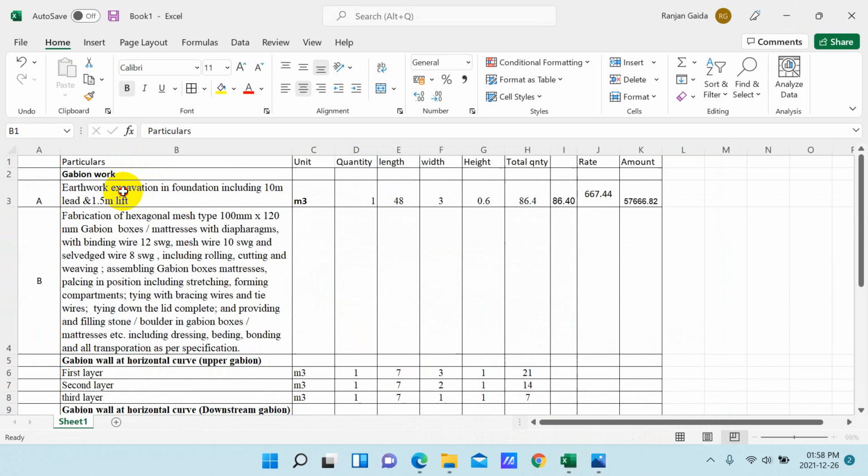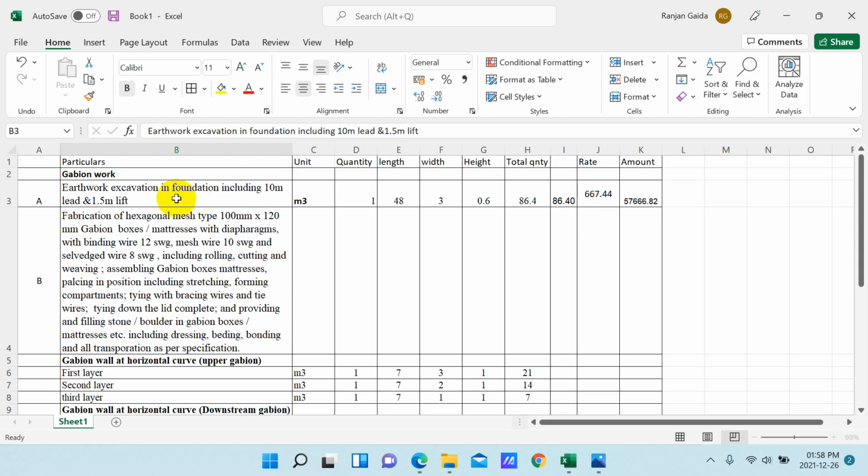At first, we need to make the Excel sheet with particulars, unit, quantity, length, width, height, total quantity, rate, and amount. Rate is obtained from the rate analysis that we are going to perform. If you have any doubt about rate analysis, you can go to my previous video where I have described everything about how to perform rate analysis of gabion wall.